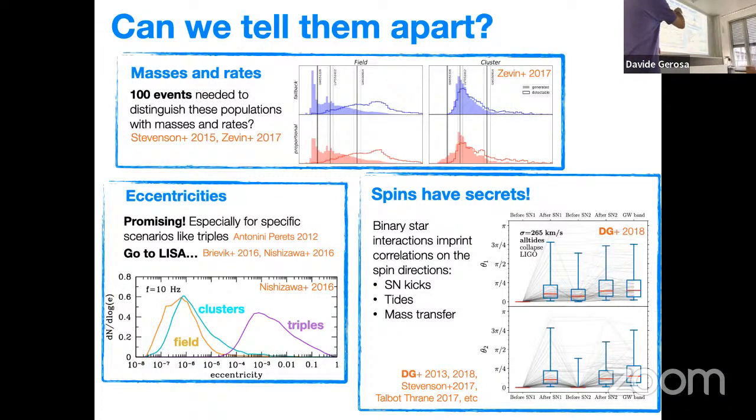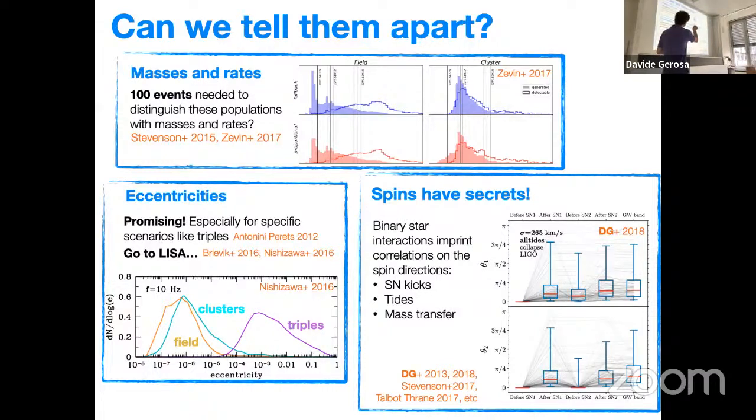Early papers were saying that with 100 events, we would have figured out the formation channel problem with the masses alone. And I don't think that's true anymore. These were somewhat optimistic predictions. I think the key point here is selection effects from the detector. This is a prediction from a few years ago, and this is a field and a cluster model, the two vanilla scenarios I was hinting at before.